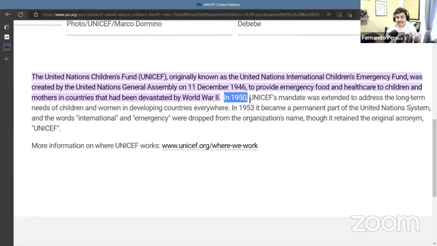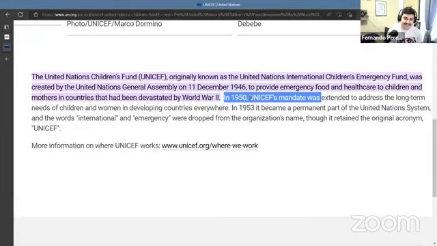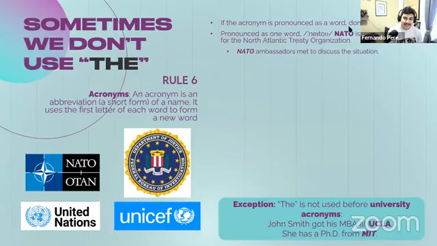Okay. So in 1950, the UNICEF's mandate was, how do you say this in Spanish? El mandato de la UNICEF fue. Exactly. De la UNICEF, right? Which in English is not necessary. You see what I mean? You don't use the article there. Exactly. You don't need the article there. In this case, that's precisely the rule.